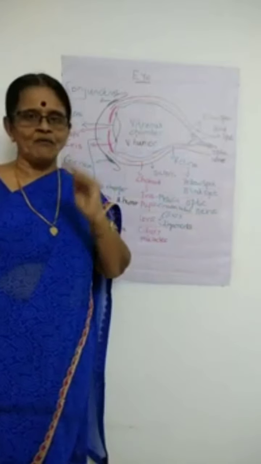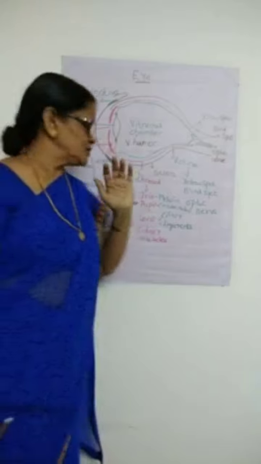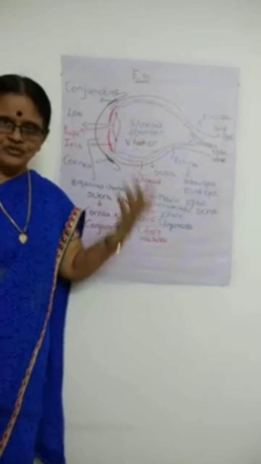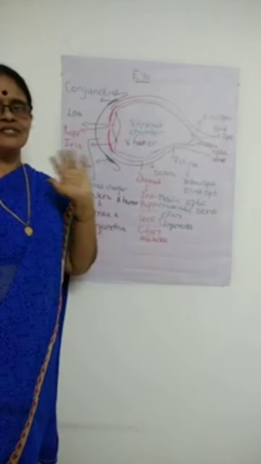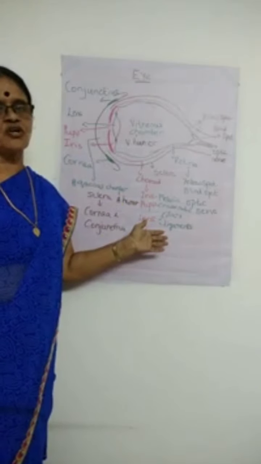Alright. So you have all the spellings in your text. So go through all the spellings, especially aqueous humor, vitreous and all that. Go through the spelling, write it once or twice in your notebook and memorize the spelling. Alright. So we will stop with this section of the eye.